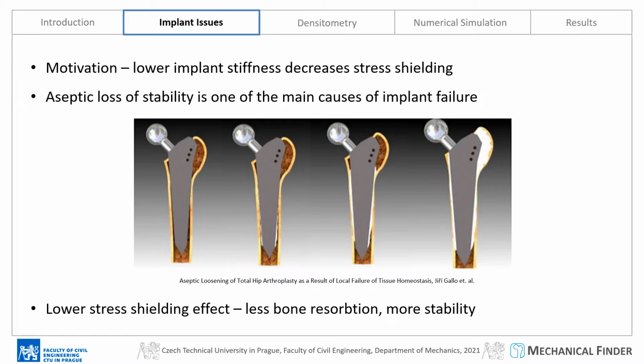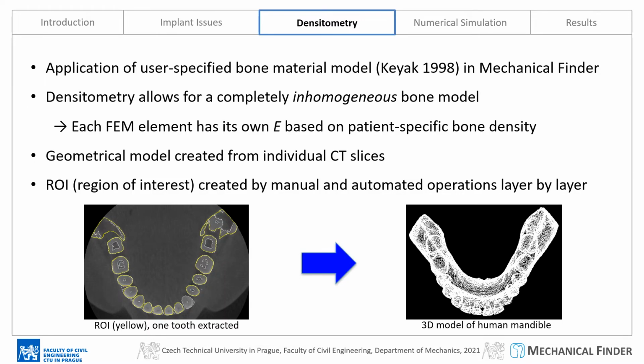So in Mechanical Finder, I have imported the DICOM data of an anonymized human mandible model, and I have created a 3D model of the mandible with one tooth extracted, as can be seen on the figure on the left. Then I have created the user-specified material model from the KAYAK material model that is located in Mechanical Finder, so that each FEM element has its own Young's modulus based on the bone density. And the region of interest operations led to the creation of the full human mandible model.